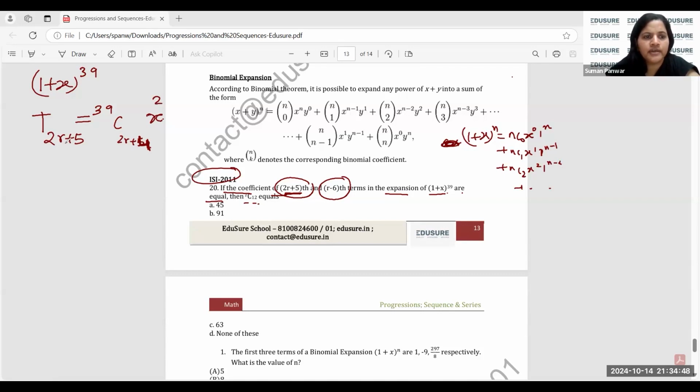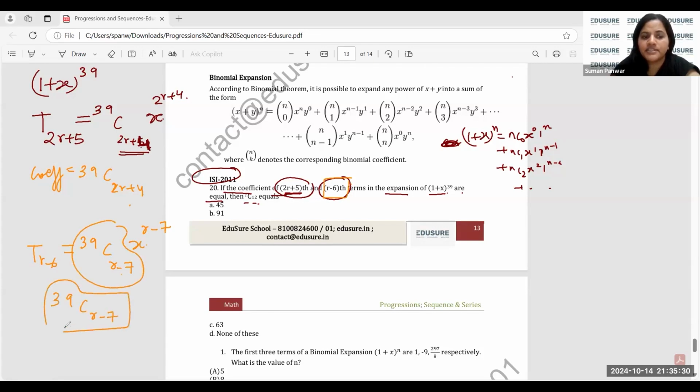So whatever is here, 2r plus 4. What is the coefficient here? The coefficient is equal to 39C(2r plus 4). Now the (r minus 6)th term, that means T(r minus 6). I will have 39C(r minus 7), 1 less, and then x to the power r minus 7. So what is the coefficient here? 39C(r minus 7). This is the coefficient.